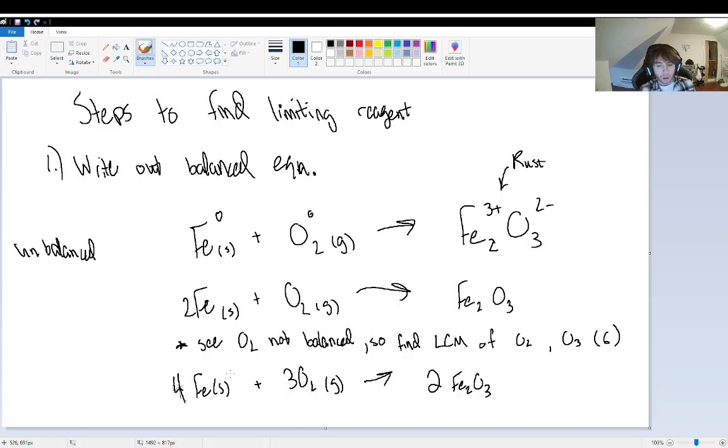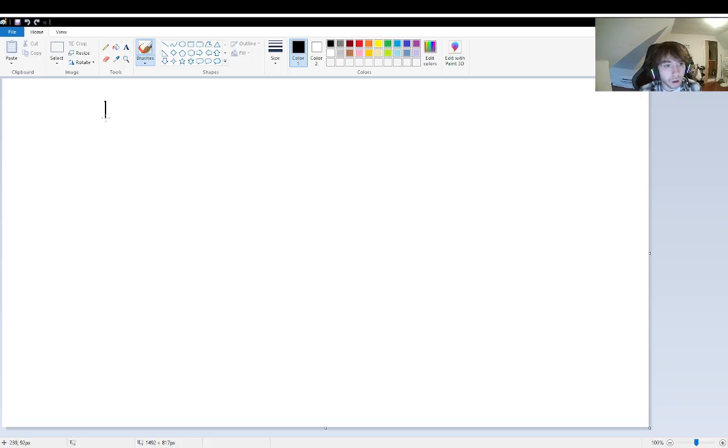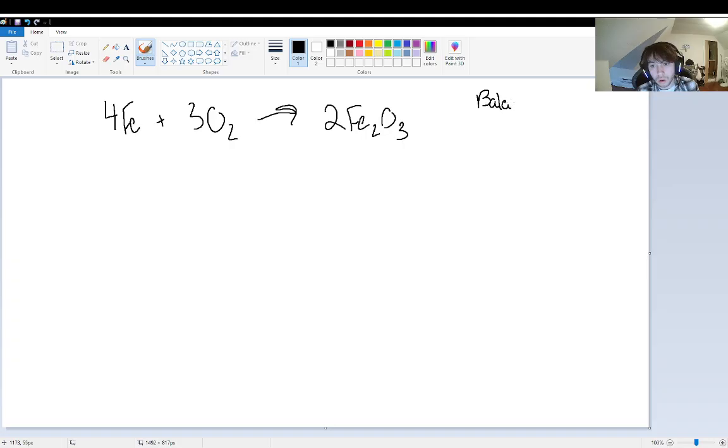And you can check this and make sure that it's your lowest whole numbers, because I can't find a common denominator between 4, 3, and 2. So this is the lowest coefficients that would allow this to be balanced. So let's get a new page. Now that we have our balanced equation, let's put a check here. So now let's move on to step 2.